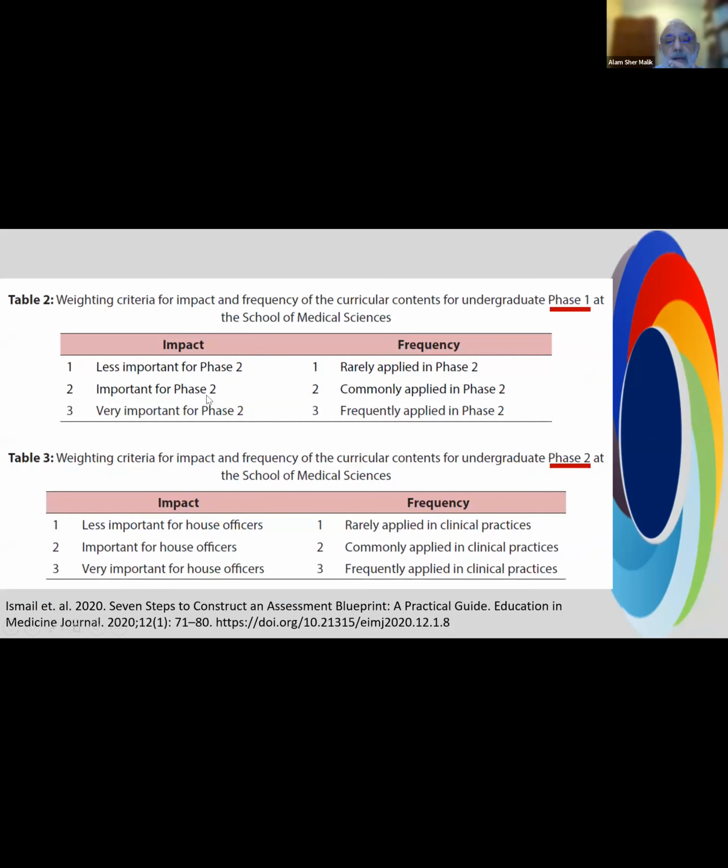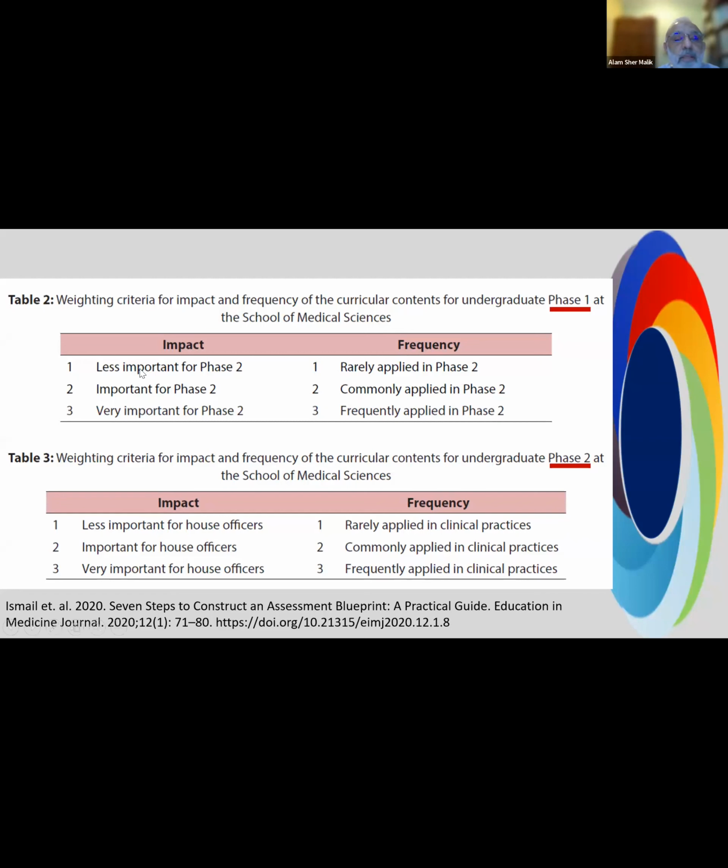Now, this is another way of looking at it. If we are talking about, let's say, phase 1, which is the preclinical, then our criterion is the importance of that topic for these students in phase 2. And if it is phase 2, meaning the clinical, then we have to see what the importance of that topic would be as a house officer.